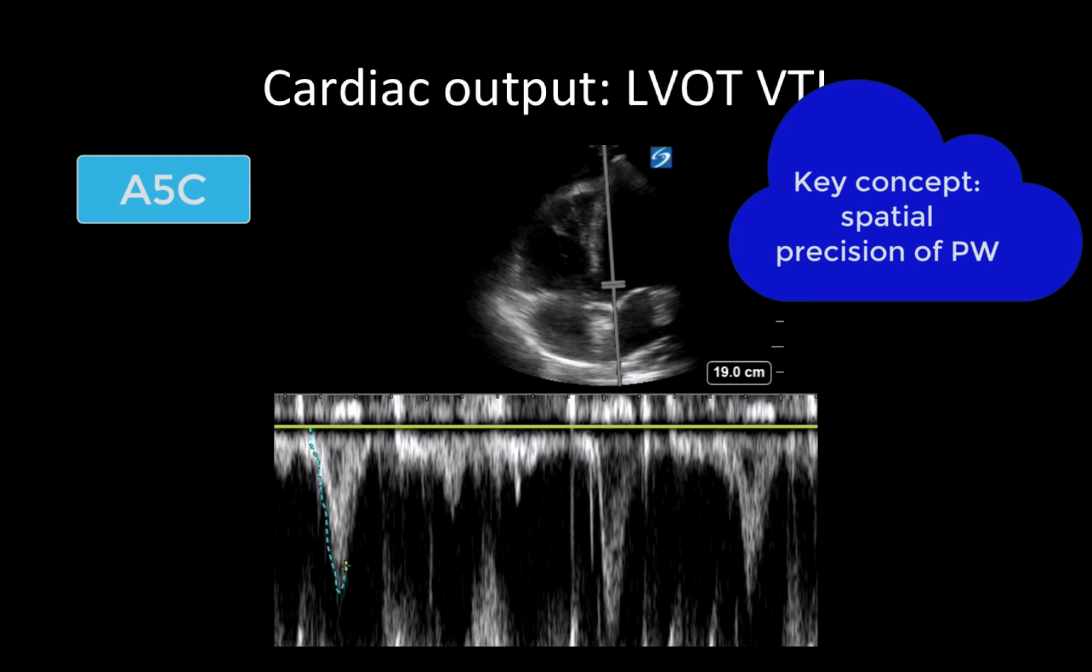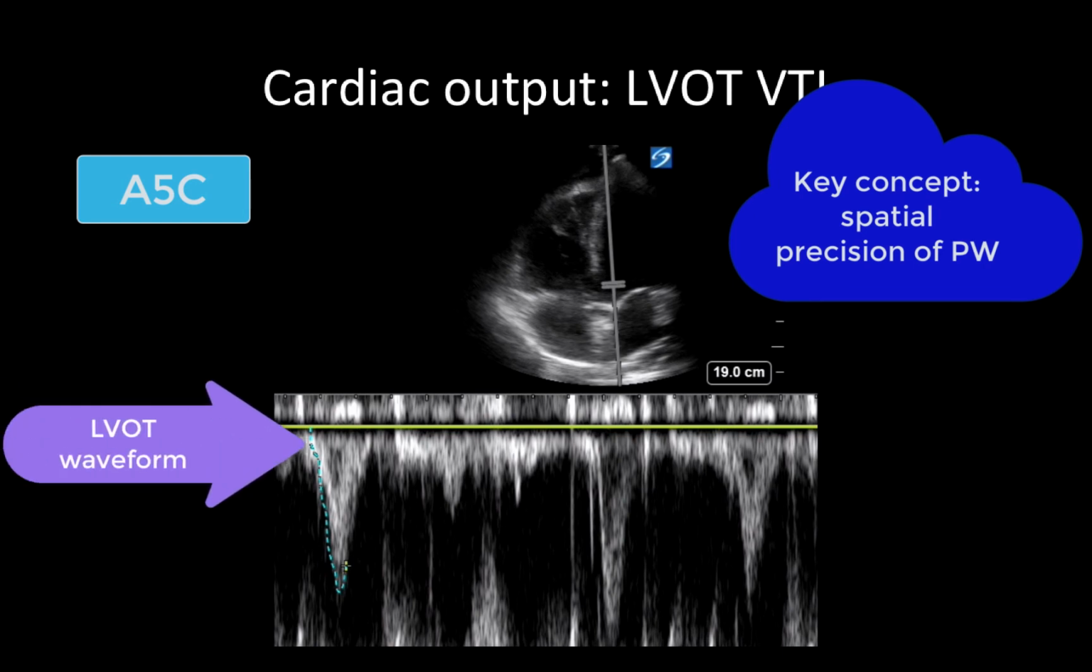So therefore, the only way to be sure that we're measuring blood flow before the valve is to use PW for its spatial precision. So in this clip, we're seeing an example of a velocity waveform tracing taken in the LVOT in an apical 5-chamber view. The area under the curve, or VTI, is traced, which can be later used to calculate stroke volume and cardiac output.